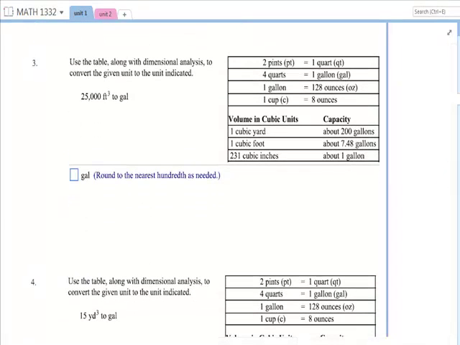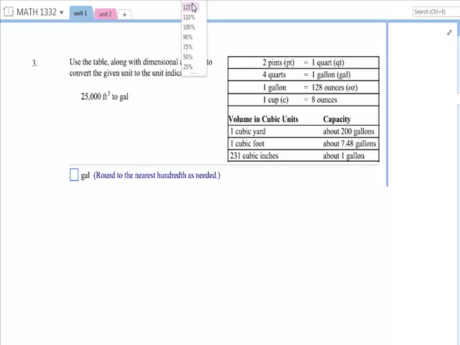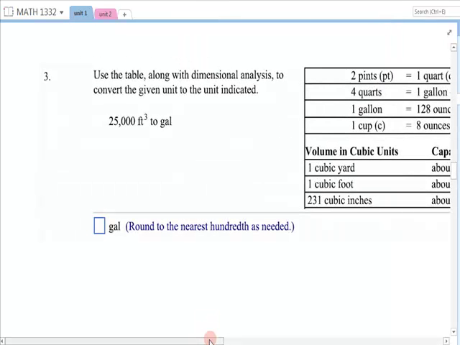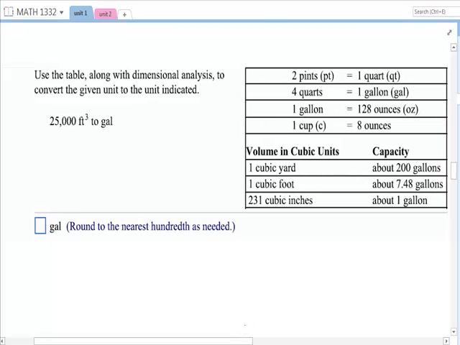You're not going to see any real difference here because we're still using dimensional analysis. I know that this is kind of tiny. Let me see if I can make this bigger. All right, this is problem number 3. The problem number went off the screen. There we go. Use a table along with dimensional analysis to convert the given unit to the unit indicated. I have 25,000 cubic feet. How many gallons is that?